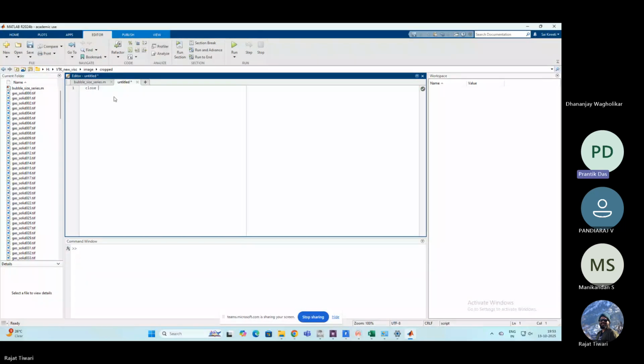So clear, close all, and clc. Clear all is basically used to clear the workspace itself, flushing the memory. Close all is basically closing all the previous graphs that you have plotted, and clc is basically used for clearing the screen. So these I basically write in the beginning, and then in points x.